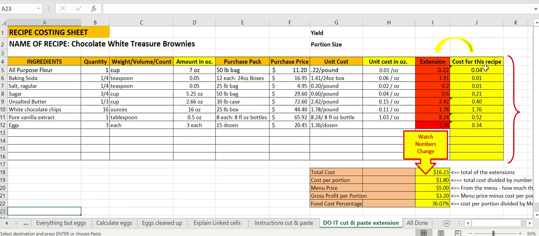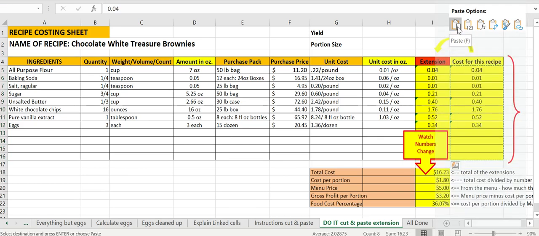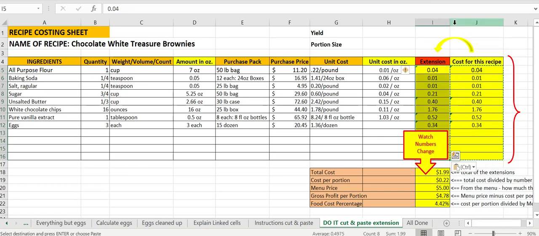We left click, drag everything, release, right click, copy. Now we put it where we want it to go. We're going to click, drag all the way down, release, left click, right click, and paste. And as we do that, all of our numbers change. Now we have the correct numbers for this recipe.